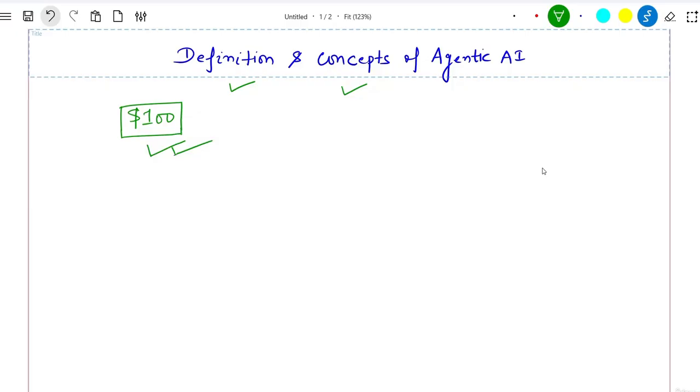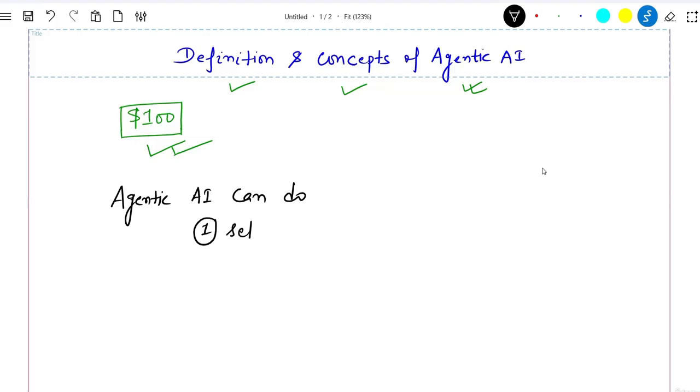Now I take an agentic AI's help here and I ask the agentic AI, can you tell me how should I invest my $100 in the US stock market? So let's try to understand what agentic AI can do and how it will approach this problem. Broadly, agentic AI can do, number one, it can set a goal. So in this case, what is my goal? The goal is to give the best investment advice for this $100.